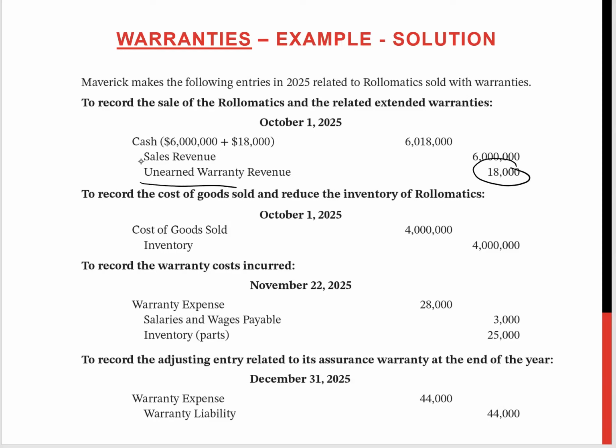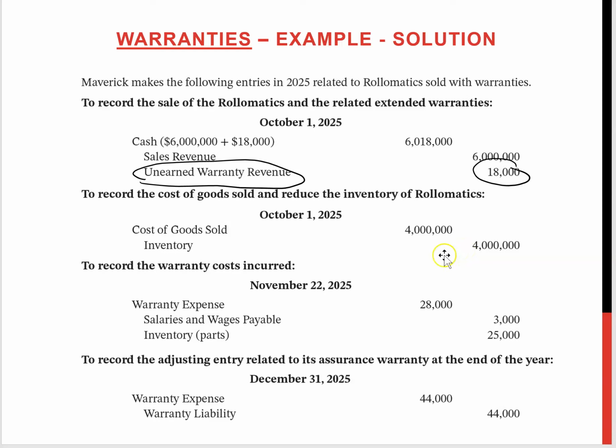So currently this is not sales revenue, rather it's a liability. So they will credit it as unearned warranty revenues. So this is unearned. Now they will also record the cost of goods sold for those 1000 Rolomatics, and if you go back to the previous slide, you will see the cost of those products is 4 million. So debit cost of goods sold 4 million and credit inventory.